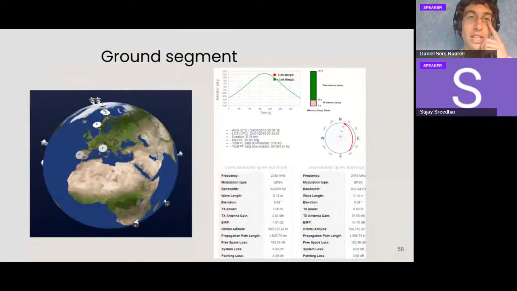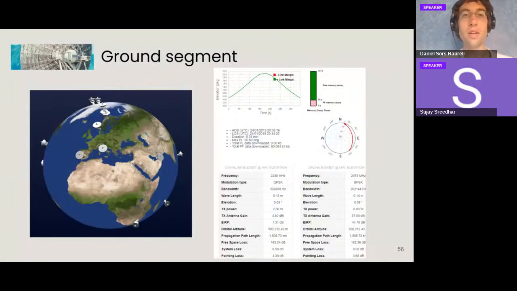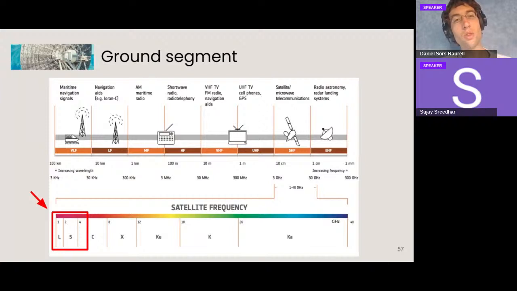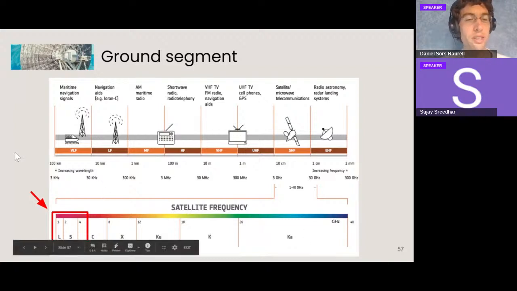Perfect. I'm mindful of time, I'll try to speed up. Regarding the ground segment, you probably have seen this screenshot, this analysis that the app gives you straight away. It's linked to the frequency bands that we would have to use. With small satellites, we use UHF, VHF, and as a baseline S band. So these are the frequency spectrums that you see over here, around 2 gigahertz, more or less.